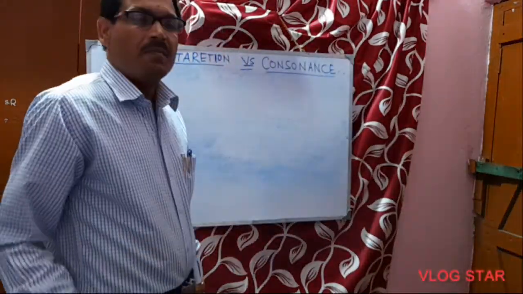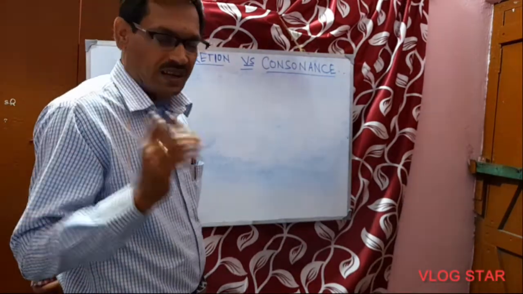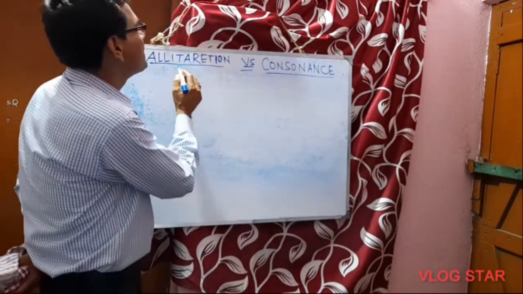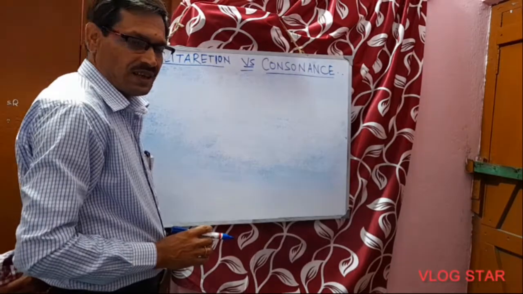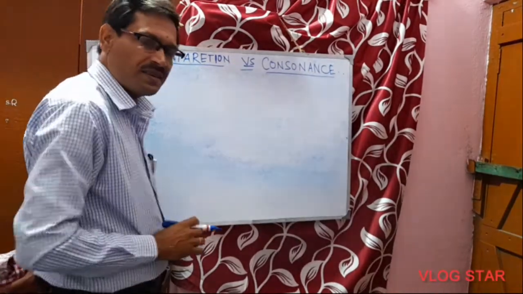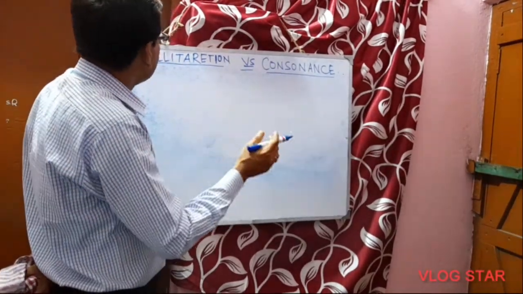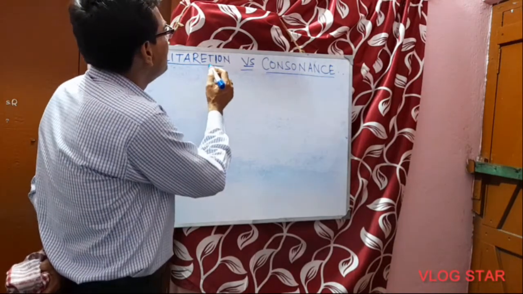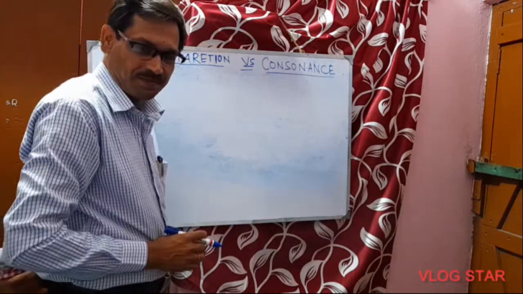Basically, both alliteration and consonance are poetic devices, and you may say that alliteration is the cousin of consonance.